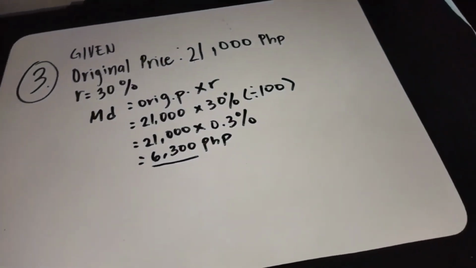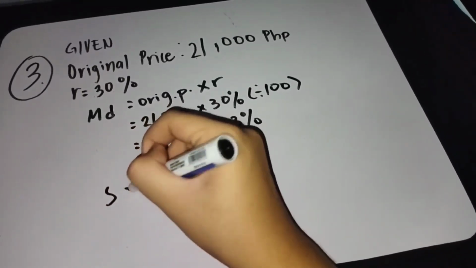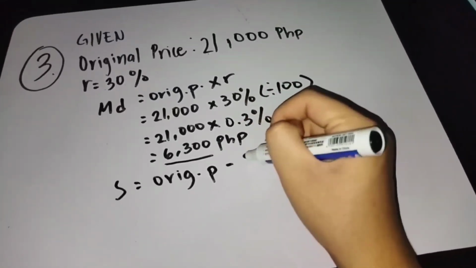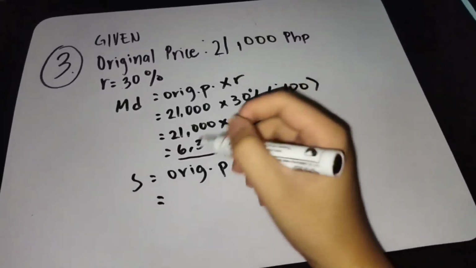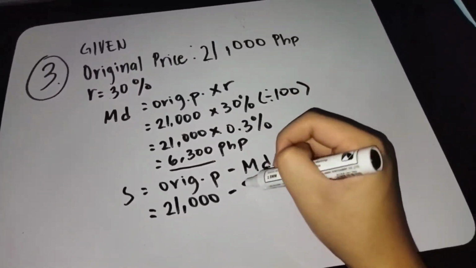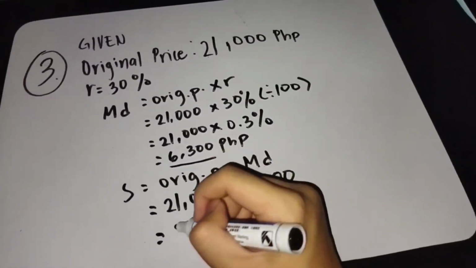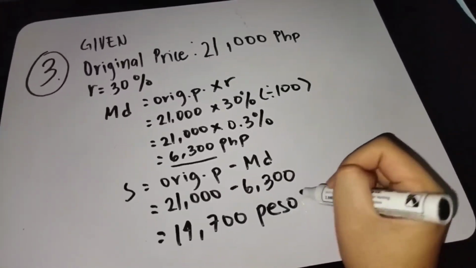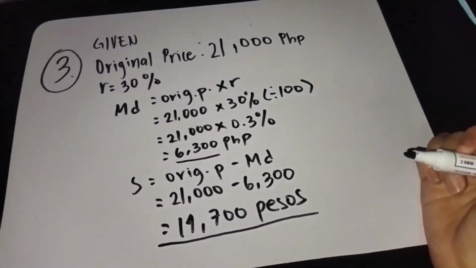So, para naman malaman natin yung new selling price, gagamitin natin yung formula na S is equal to original price minus MD. So, original price natin is 21,000 minus sa MD natin which is 6,300. So, ang magiging sagot natin is 14,700 pesos. So, this is the new selling price that the laptop should be sold for.